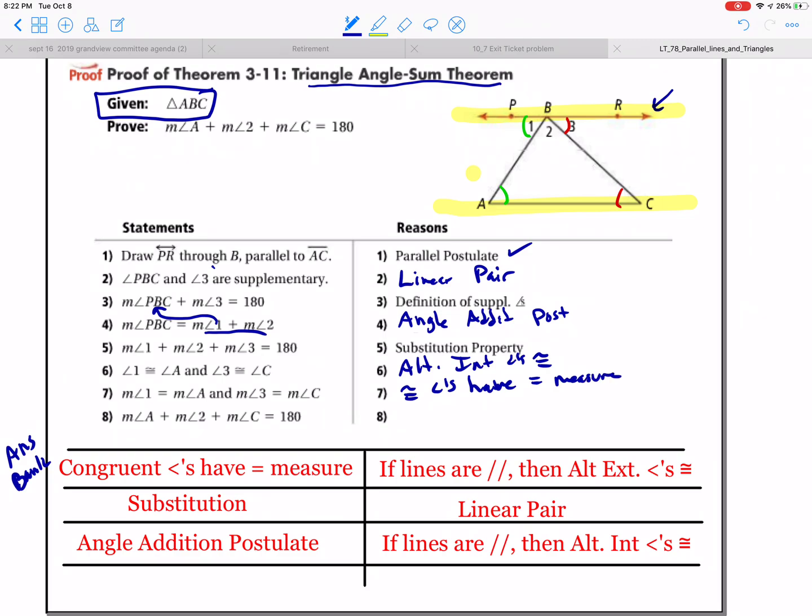Now I'm replacing that with measure of A plus the measure of 2 plus the measure of C equals 180. I'm replacing those with equivalent values. Measure of A and replacing 3 with C. So that's substitution. All right. That's how you prove that the sum of the angles of a triangle equal 180. Well done.